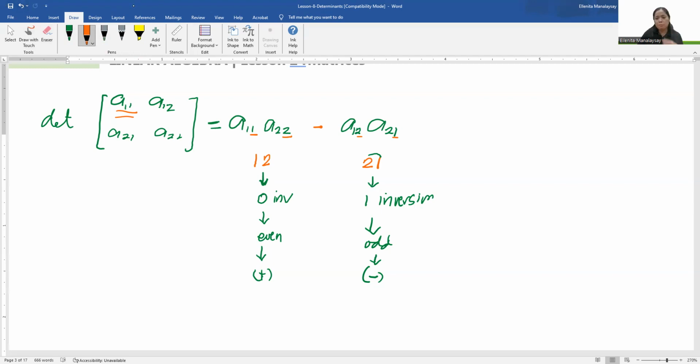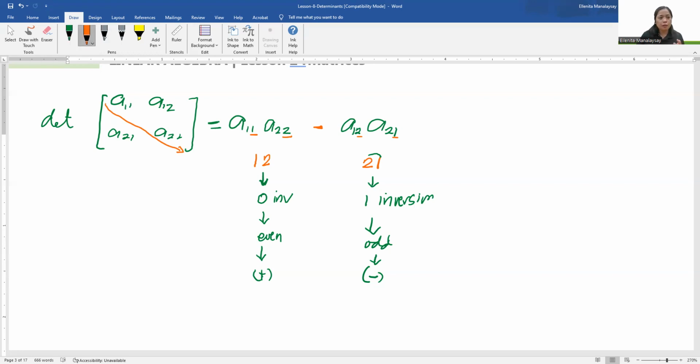So the determinant of a 2 by 2 matrix is given by this. The entry in the first row, first column, multiplied by the entry in the second row, second column, minus the entry in the first row, second column, multiplied by the entry in the second row, first column. Basically, this is our definition of determinants. And since in mathematics we try to find patterns, A11 times A22 is the product of the entries in the main diagonal.